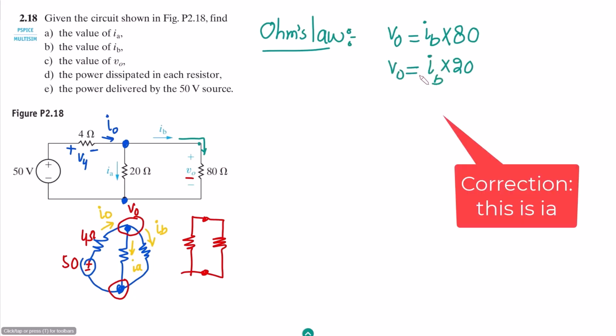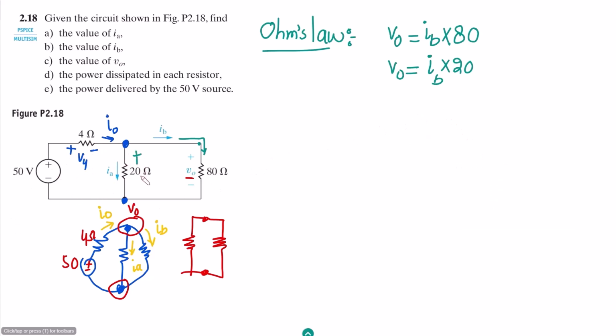This is also V0. Okay, if we want to see what the voltage will be here, we can see that this is again V0 here as well. Okay, and that is what we have here. The second law we are going to apply is Kirchhoff's voltage law. So what is KVL? Let me look at this loop.